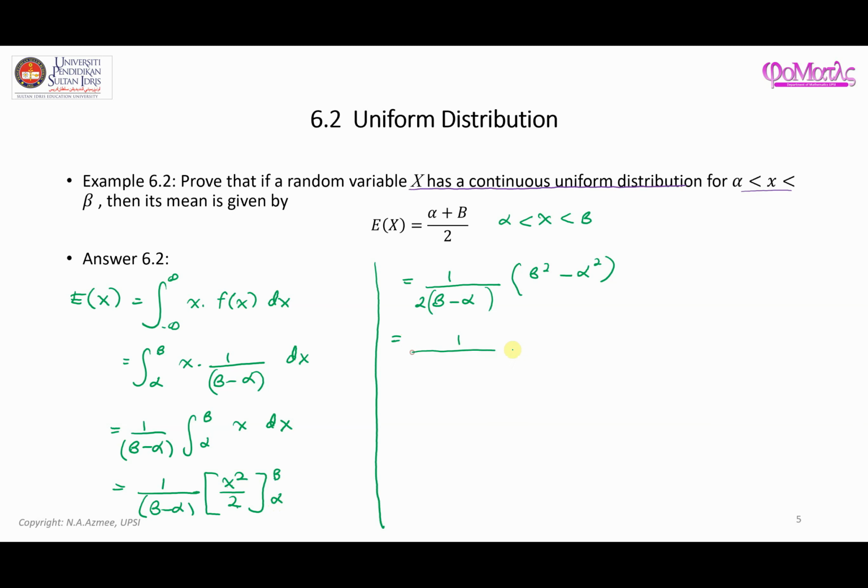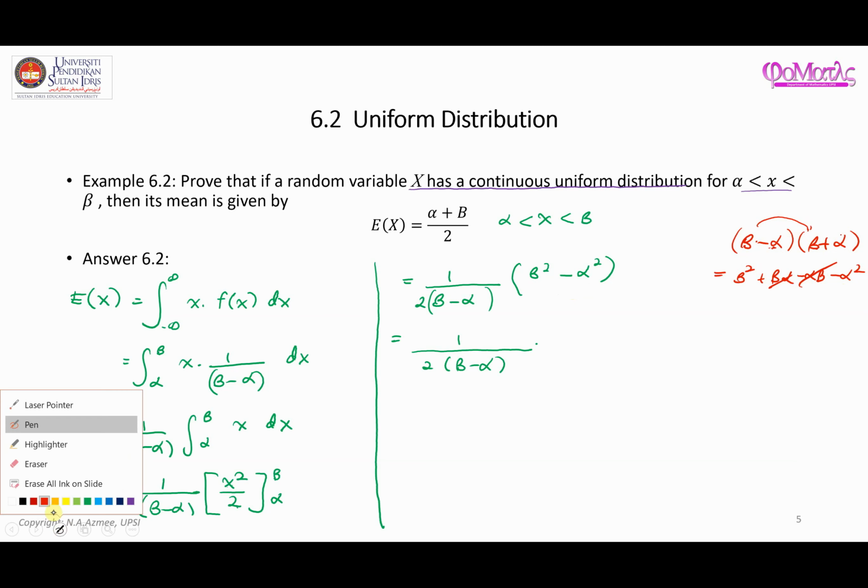Now we can see that this becomes 1 over 2 times beta minus alpha. Well, beta squared minus alpha squared is the same thing as having beta minus alpha times beta plus alpha. You can see it when you expand this whole term, it becomes beta squared. If you multiply that with that, this one is plus beta alpha, this one with this is minus alpha beta, this one is minus alpha squared, and you can cancel out this term and you get back beta squared minus alpha squared.